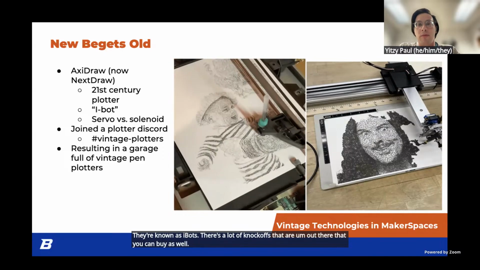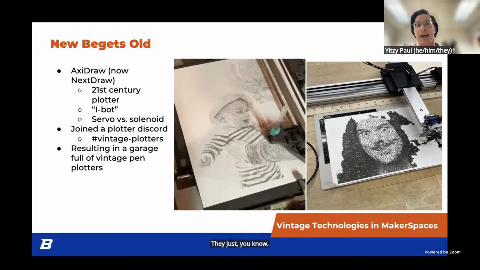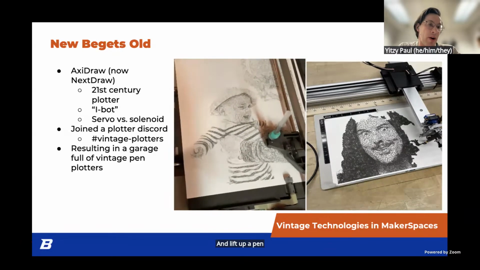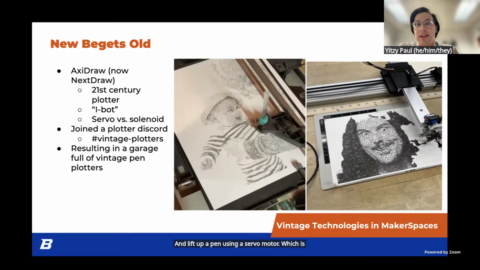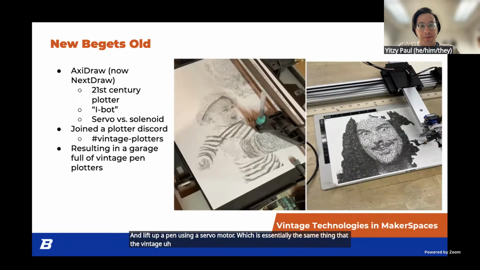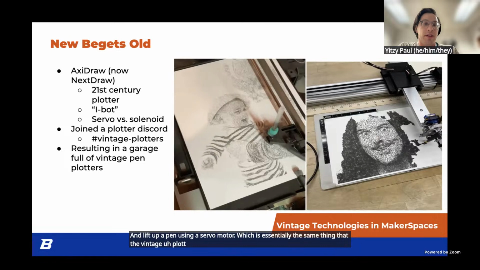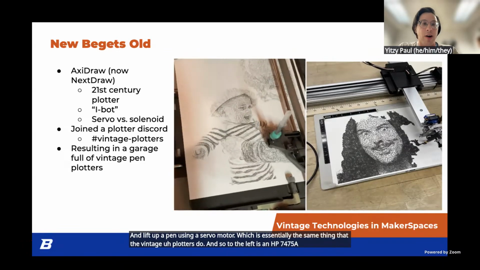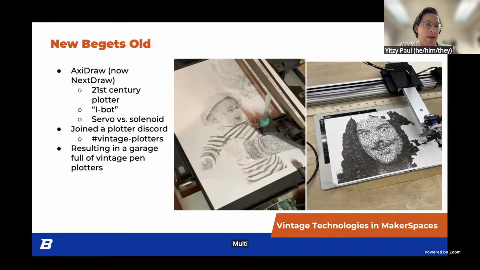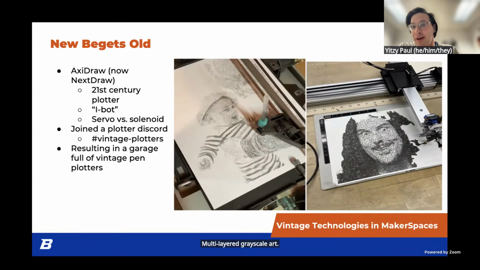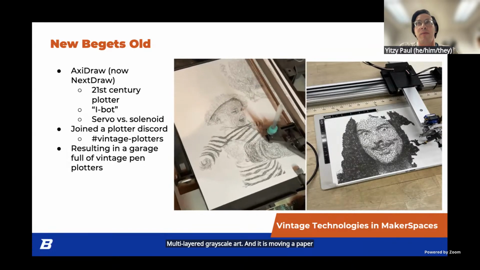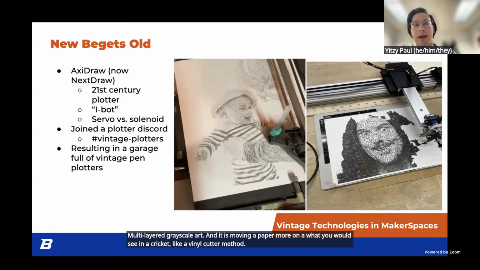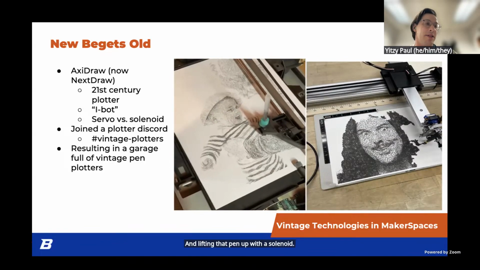They just move a robot arm on an XY axis, and lift up a pen using a servo motor, which is essentially the same thing that the vintage plotters do. And so to the left is an HP 7475A creating a piece of art, multi-layered grayscale art. And it is moving a paper more on what you would see in a Cricut, like a vinyl cutter method, and lifting that pen up with a solenoid. So slightly different.